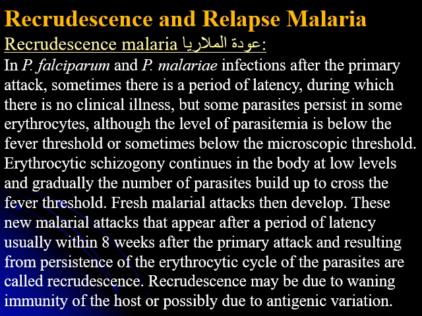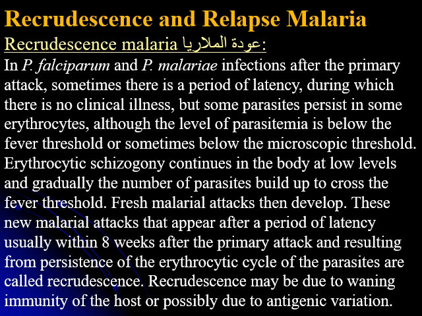We have two important terms, recrudescence and relapse malaria. Both of them mean renewal of clinical manifestation of the disease malaria without a new infection, but for different reasons. Recrudescence malaria occurs in Plasmodium falciparum and Plasmodium malariae infection after a primary attack. Sometimes there is a period of latency during which there is no clinical illness, but some parasites persist in some erythrocytes and the level of parasitemia is low, below the fever threshold or sometimes below the microscopic threshold. Erythrocytic schizogony continues in the body at low levels and gradually the number of parasites builds up to cross the fever threshold. A fresh malaria attack then develops.